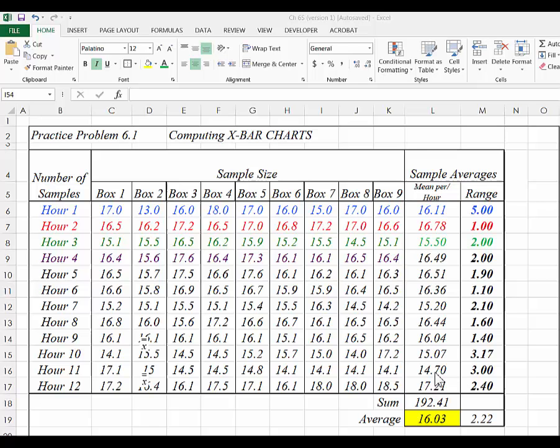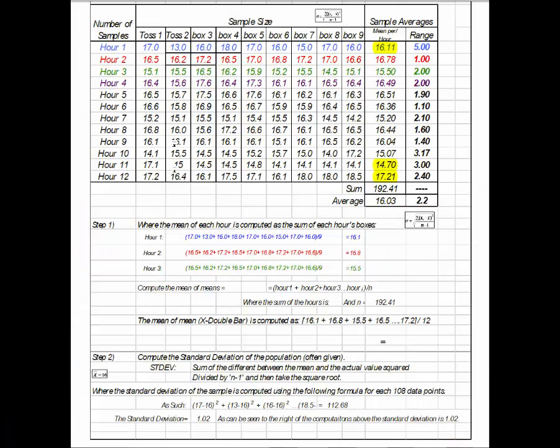So notice this one here. This one might be a problem. So these two may be a problem because if you notice they are 14.7, which is a little bit lower than our lower control limit of 15, and 17.21, which is a little bit higher than our upper control limit of 17. And so now what we're going to do is look at this in a graphical depiction.